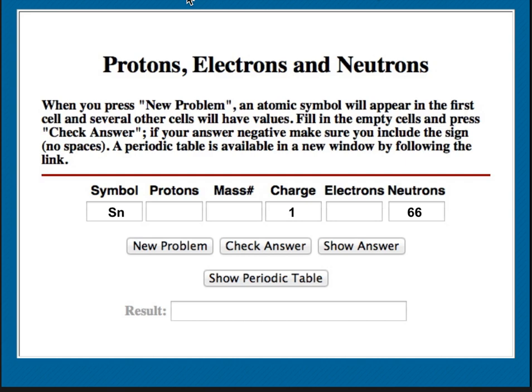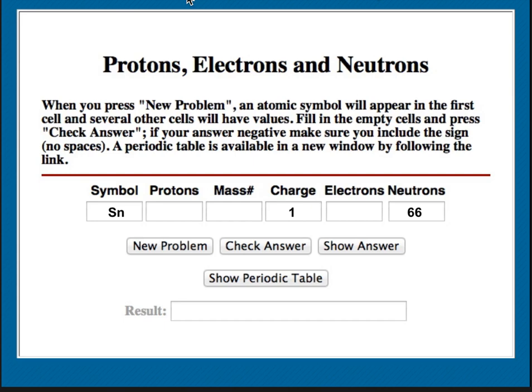All right, this will come up. It's a table. Sometimes the symbol will be here, sometimes it won't. You can click on this button and get a periodic table if you want. There's also a periodic table you can print on Blackboard. That's the same one that we'll use on the exam, if you want to get used to fiddling with that one. All right, Sn is our symbol.